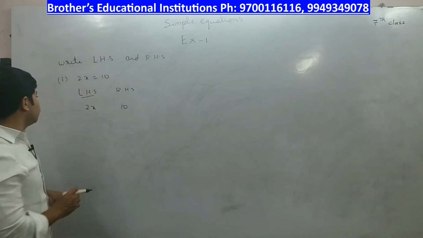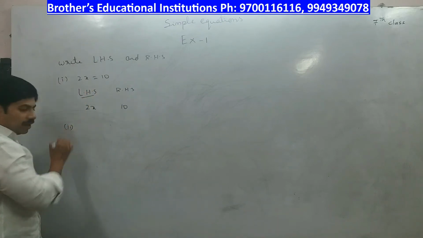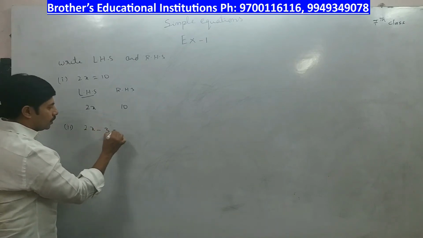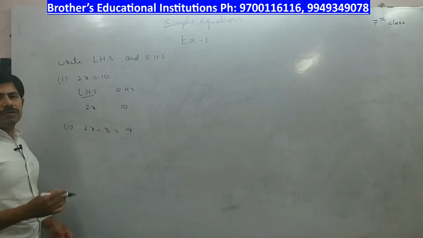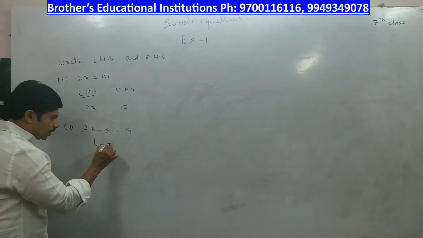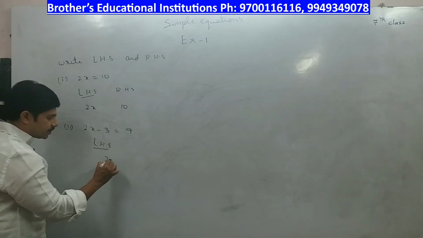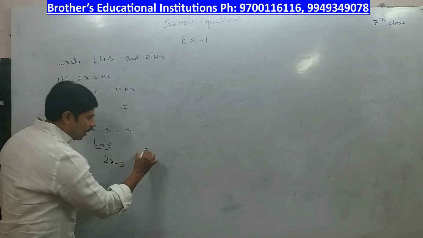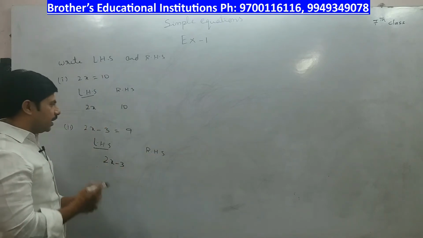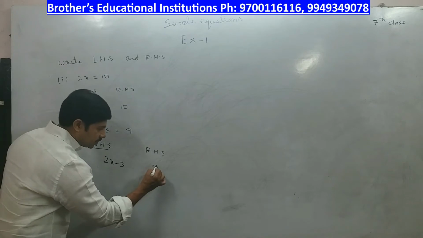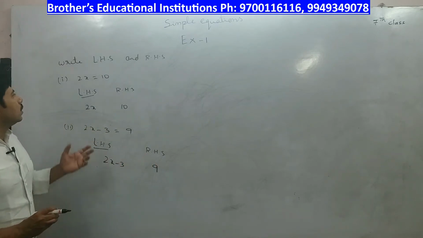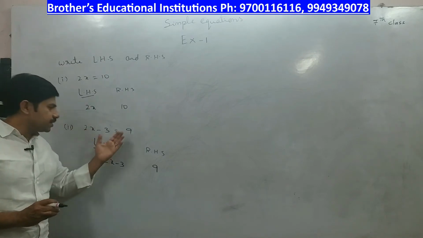Okay, now the second problem. The second problem is 2x minus 3 is equal to 9. Here we have to mention LHS and RHS. What is LHS? The term on the left hand side is 2x minus 3. And what is RHS? The term on the other side of is equal to is RHS, that is 9. So 2x minus 3 is LHS and 9 is RHS.